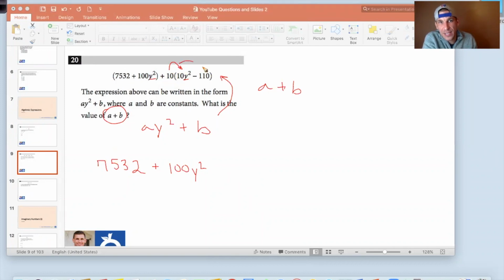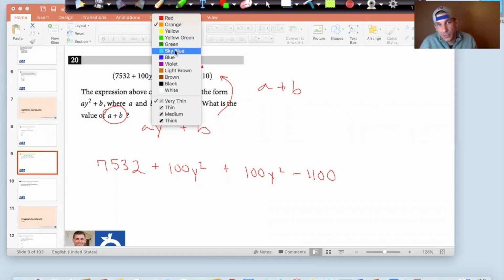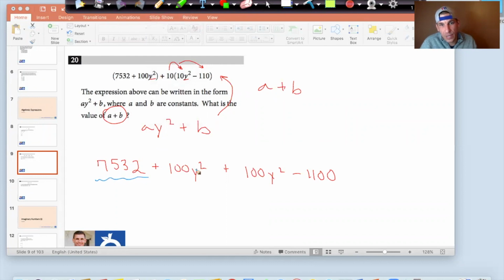And if I distribute my 10 to both of these, then what I'm going to end up getting is my 100 y squared minus my, let's see here, 10 times, yep, it's going to be 1100. And what I'm going to then get is I want to simplify my like terms, right, as I combine these. So these are not attached to the y squareds, right, my 1100 and my 7532. So 7532 minus my, hold on one moment.